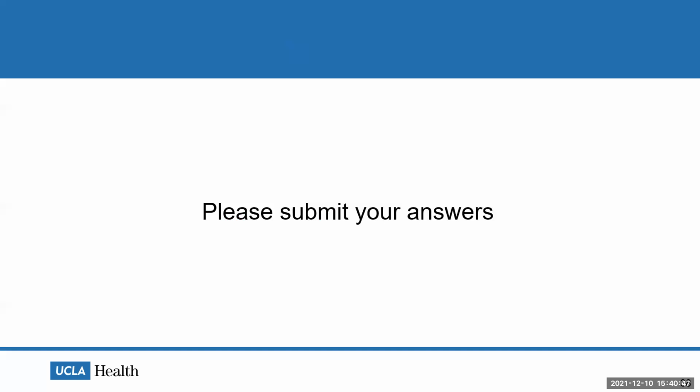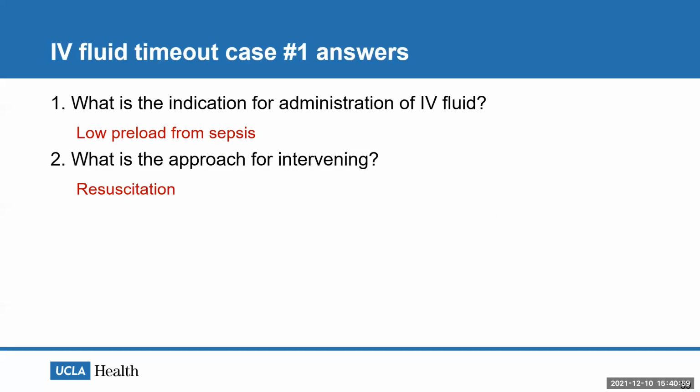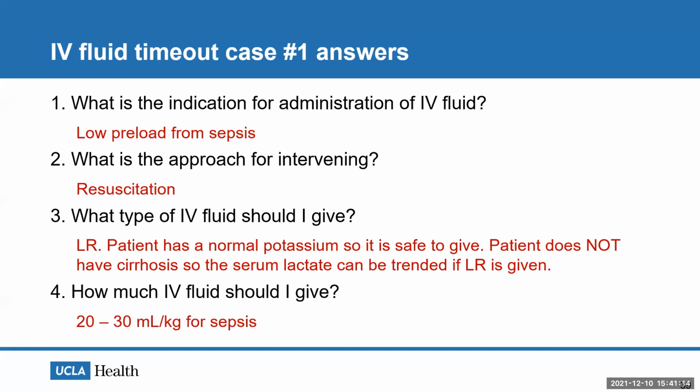There's something to be said for committing to an answer and submitting it before we review them. It helps consolidate your memory and review what you did correctly or incorrectly. So the indication for giving fluid here is low preload from sepsis. The approach for intervening would be resuscitation. The type of fluid, probably LR is good. Patient has a normal potassium, but that doesn't even matter. Patient does not have cirrhosis, so if you want to trend the lactate, you can. You should give 20 to 30 cc's per kg.